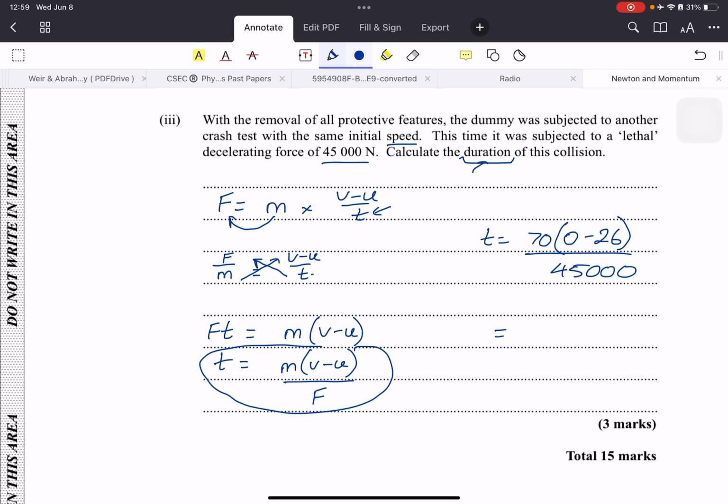So we just put this in our calculator. So we'll get 0.04 seconds. Okay.